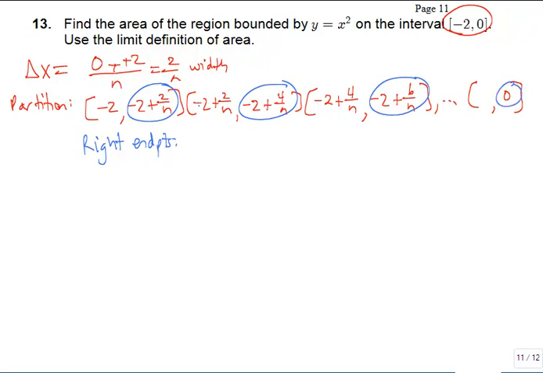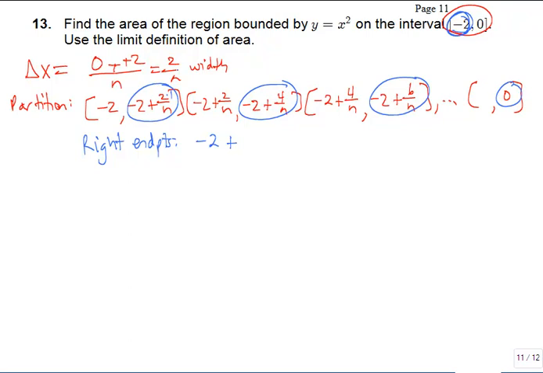So we need a formula that will generalize those using i. Notice that they all start with a negative 2. That was this leftmost endpoint. And then to get the 2 over n's here, this one is when i is 1, because we're just going over one rectangle. This would be when i is 2, this would be when i is 3, and this is going to be when i is n. So how could we generate a formula for that?